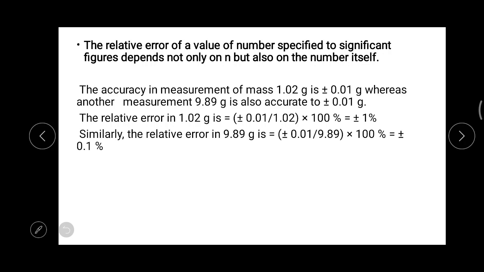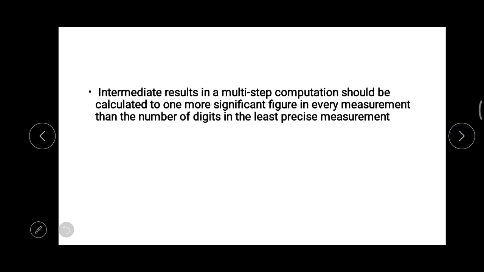Here in both the cases the significant figure number was same, but still the relative error or the percentage error values are varying. So that's one of the other rules for determining the uncertainty in the measurements. And now the last one: intermediate results in a multi-step computation should be calculated to one more significant figure in every measurement than the number of digits in the least precise measurement.